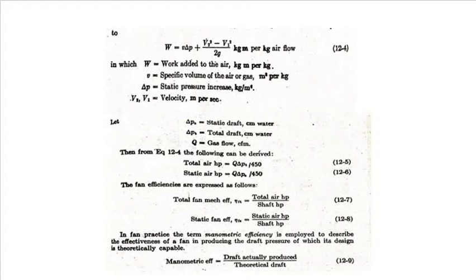The picture shows the formula of work added to the air, in kilogram meter per kilogram. So this is the W, and this one is the specific volume of air or gas, delta P is the static pressure increase, and V sub 2 and V sub 1 are the velocities. So these equations are derived until here.